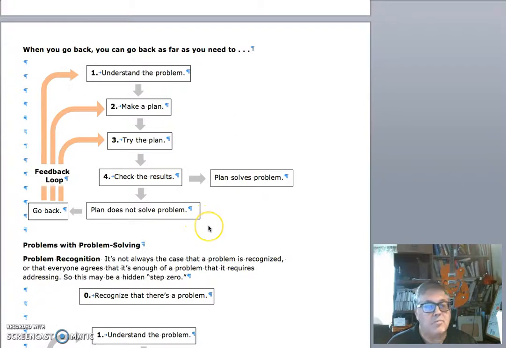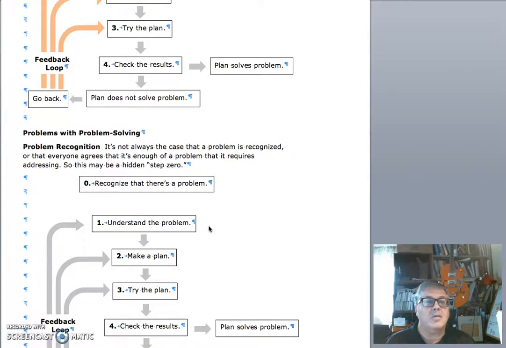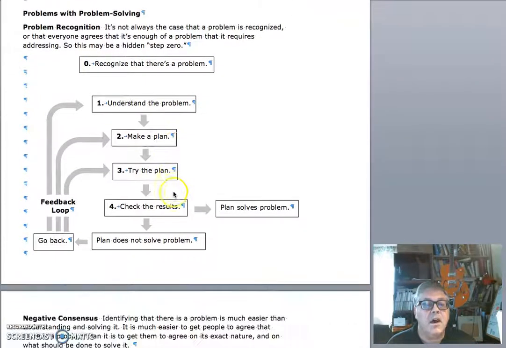What are some problems with problem solving? Why don't we do as well as we'd like to? Another thing we'd want to add to our model is the problem of problem recognition. It's not always the case that everyone agrees that there is a problem, that we recognize it, and we think it's enough of a problem that we have to address it. So sometimes there might be a hidden step 0, recognizing that there's a problem. So I'm dropping that in at the top.